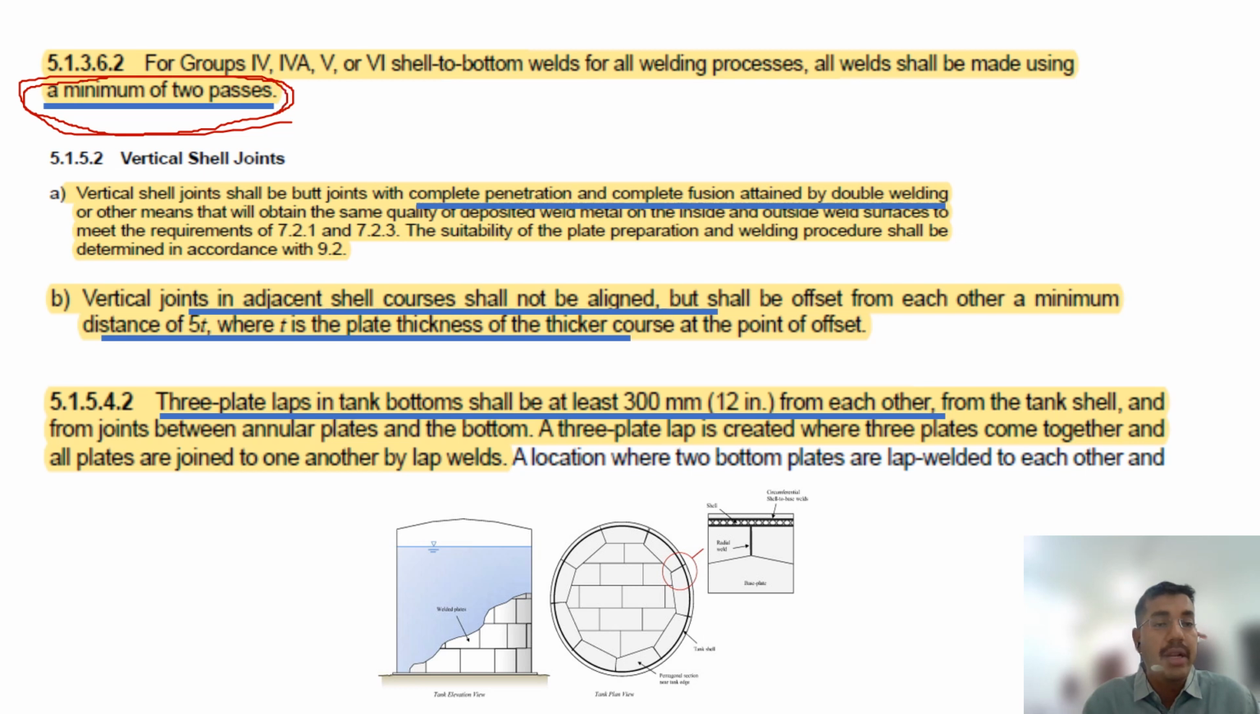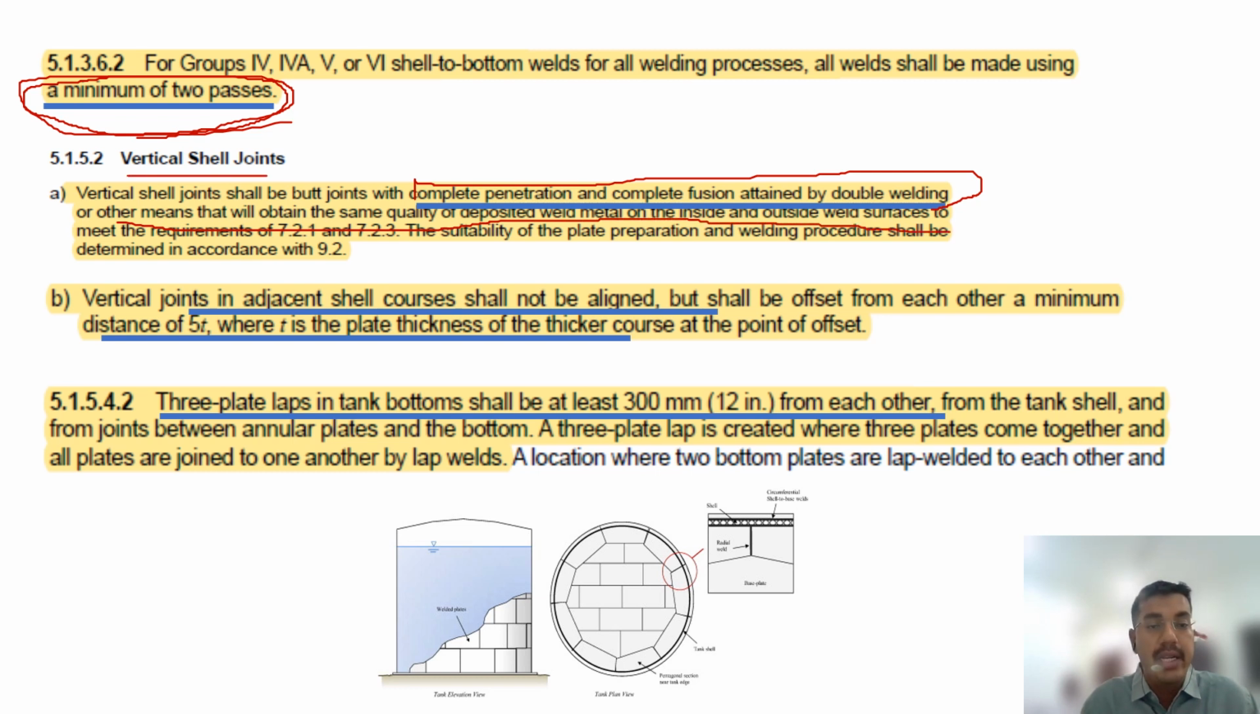All high strength plates 4 to 6 should be welded with double pass, multi pass. Okay. Vertical shell joints, vertical shell joint butt welds should be complete penetration. Very important. All shell plates should be complete penetration, by double welding or other means that will obtain the same quality of the deposition weld metal on the inside and outside weld surface.